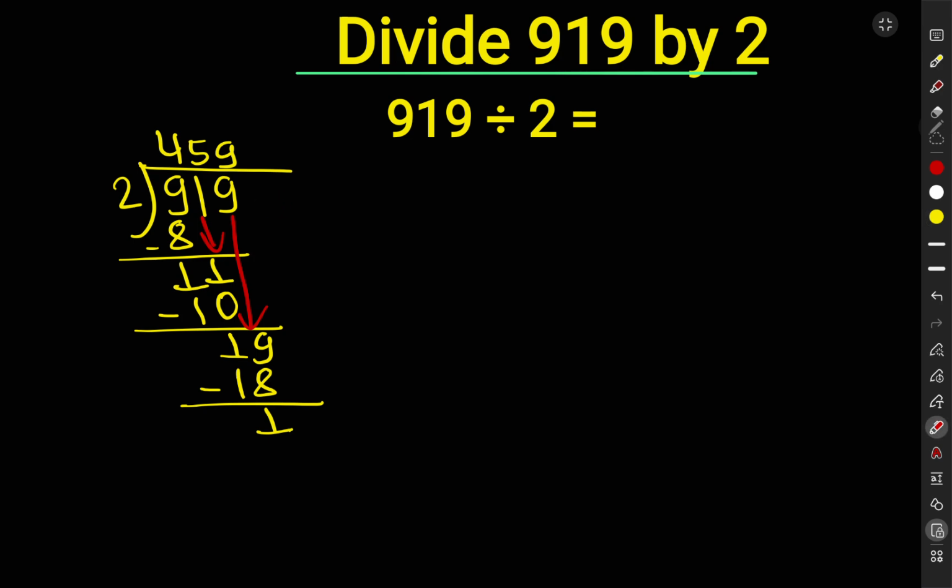So now there is no other number to put it down. So we take here decimal so that we put 0. So it is 10 and 2 times 5 is 10. On subtracting we get 0. So 919 divided by 2 is 459 decimal 5.